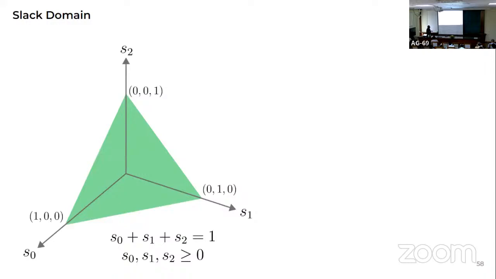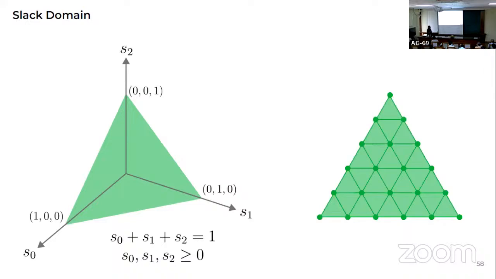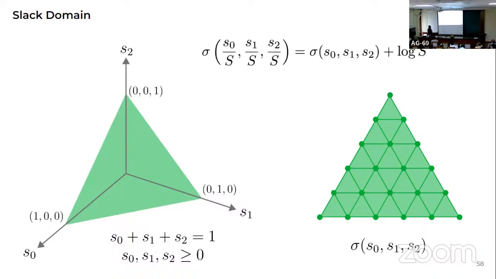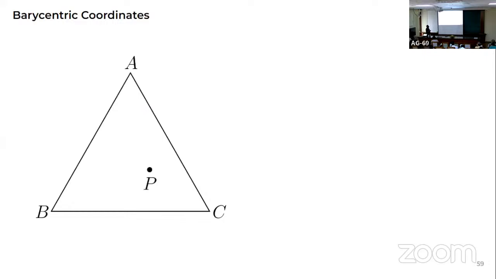So instead of making it a function of S0, S1, S2, we take this plane S0 plus S1 plus S2 equal to 1, with the slacks being positive. On this triangle, we discretize it, and for each point we try to find the value of sigma. The slacks value with respect to a constant has this relation. If we divide it by a constant, then the log s comes outside.